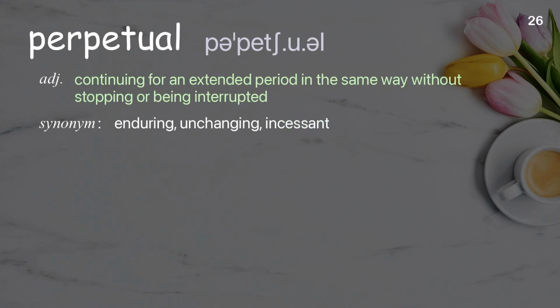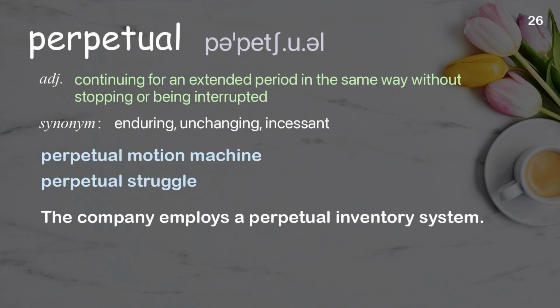Perpetual. Continuing for an extended period in the same way without stopping or being interrupted. Examples: Perpetual motion machine. Perpetual struggle. The company employs a perpetual inventory system.